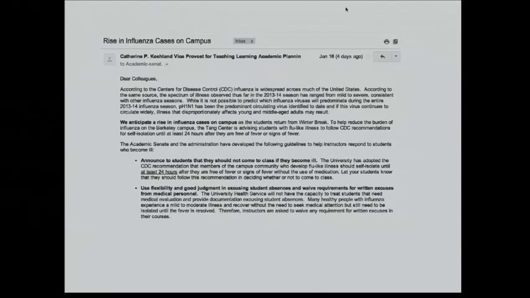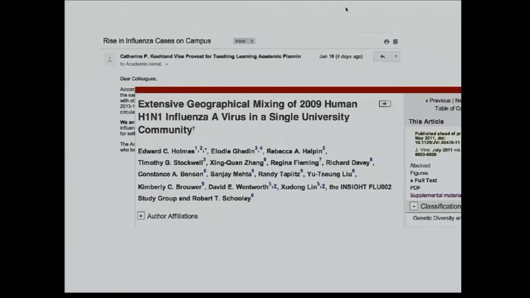But these guidelines, I was just curious, are they informed by any sort of study for college campuses? And it turns out that they are. In 2011, there was this paper published in the Journal of Virology about the 2009 pandemic H1N1 influenza at UCSD. They wanted to understand how the flu was getting onto campus, how was it mixing, were there clusters in particular dorms, were there clusters on campus versus off campus?